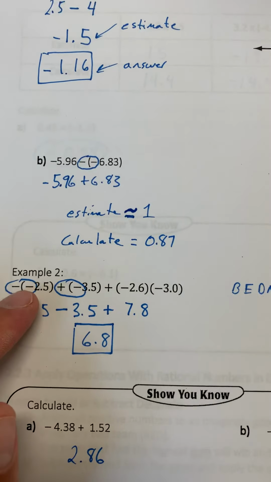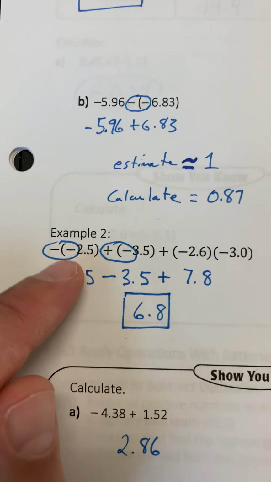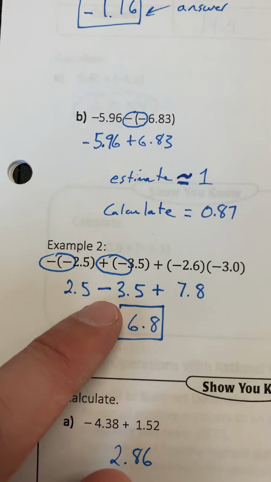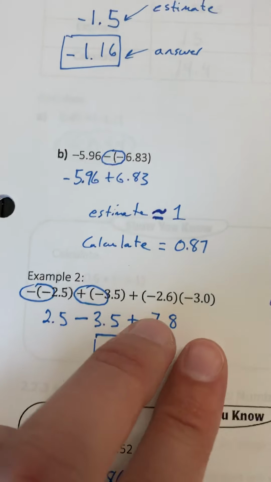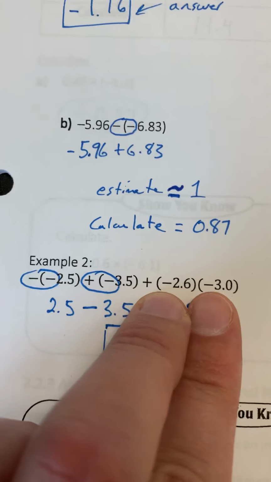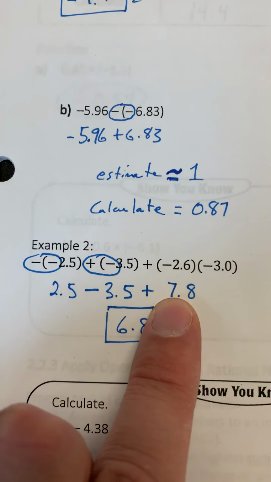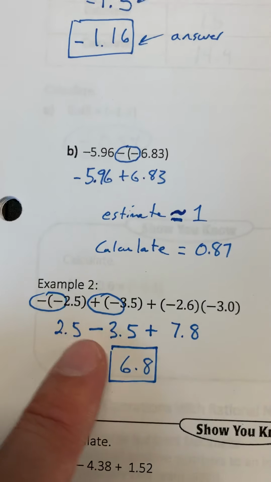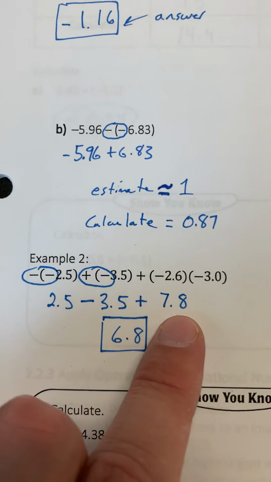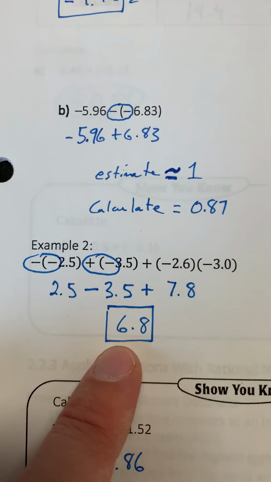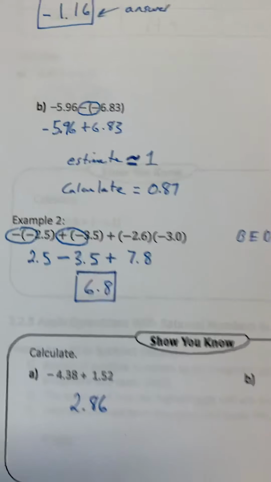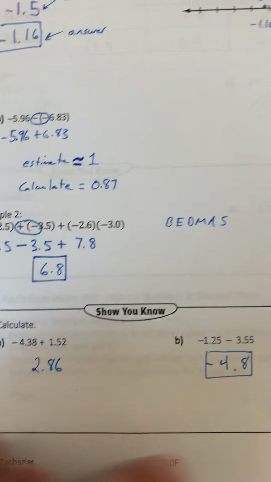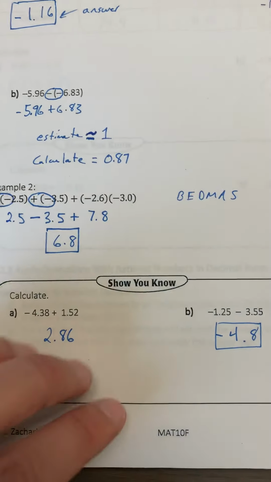Example 2, we simplified a minus a negative into a positive, plus a negative into a negative, and we went over here, and when we multiplied two negatives together, it yielded a positive. 2.5 minus 3.5 plus 7.8 should give you 6.8. Here's some that you should try on your own. You can use a calculator to try both of those questions.